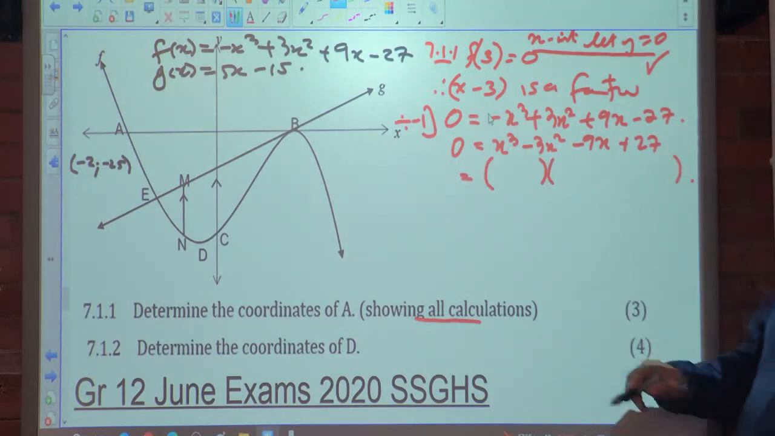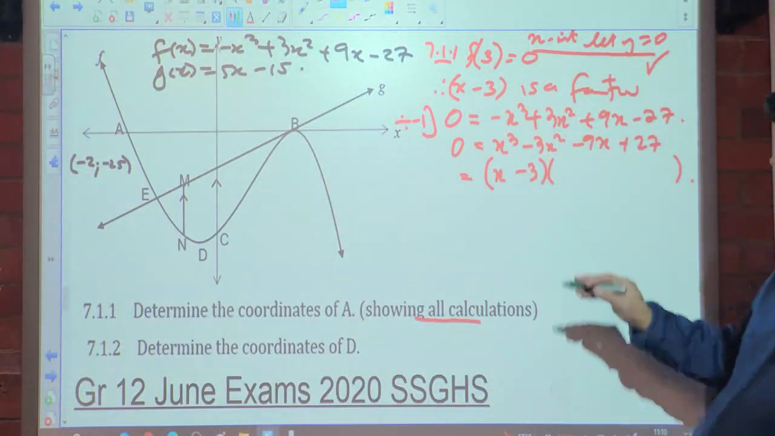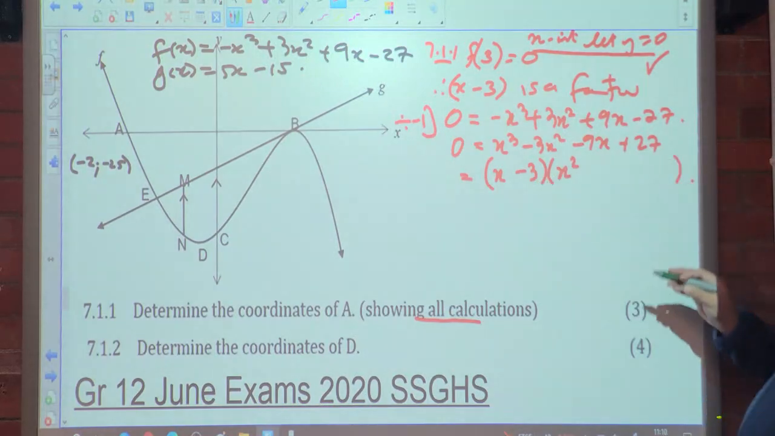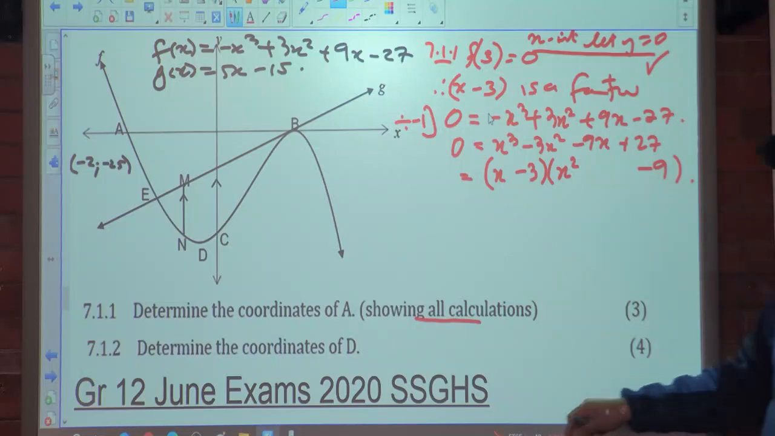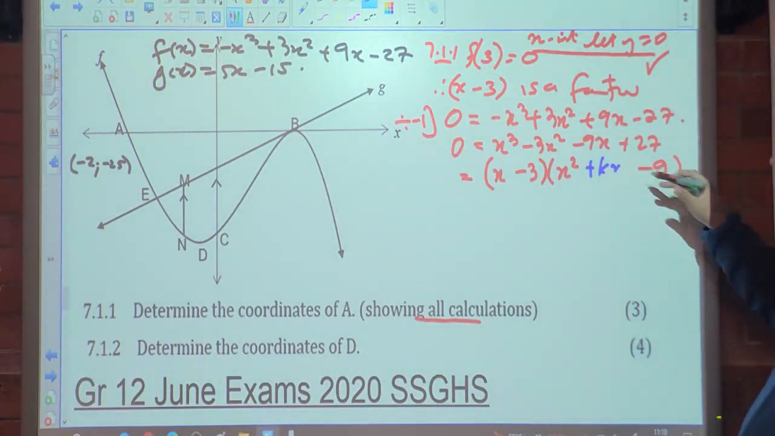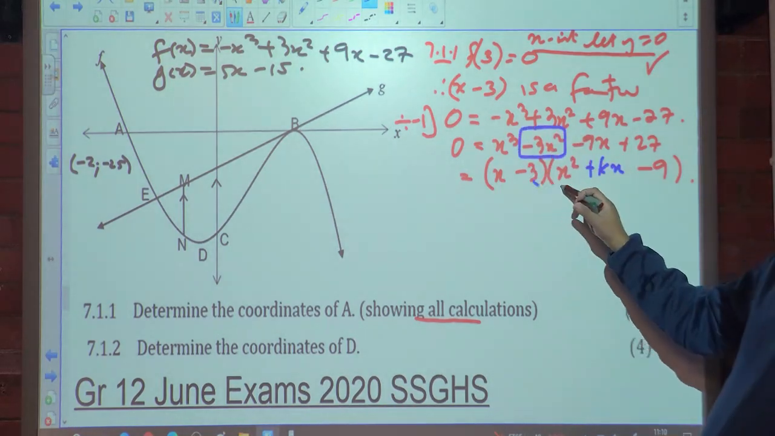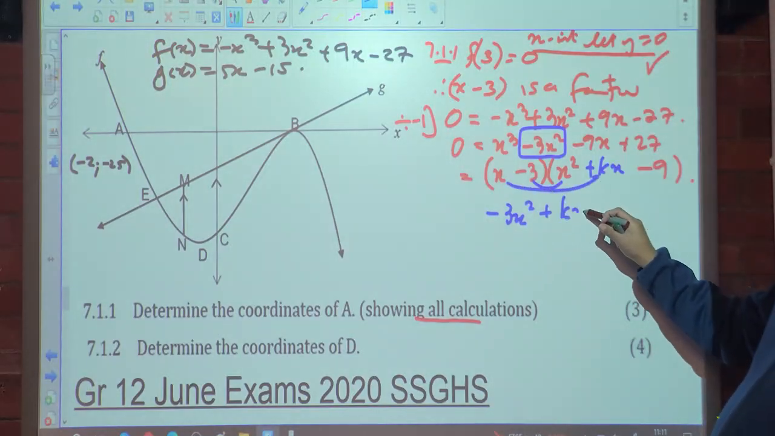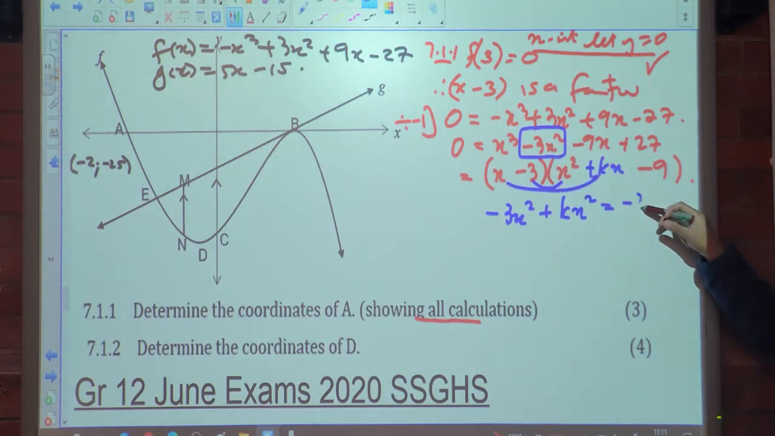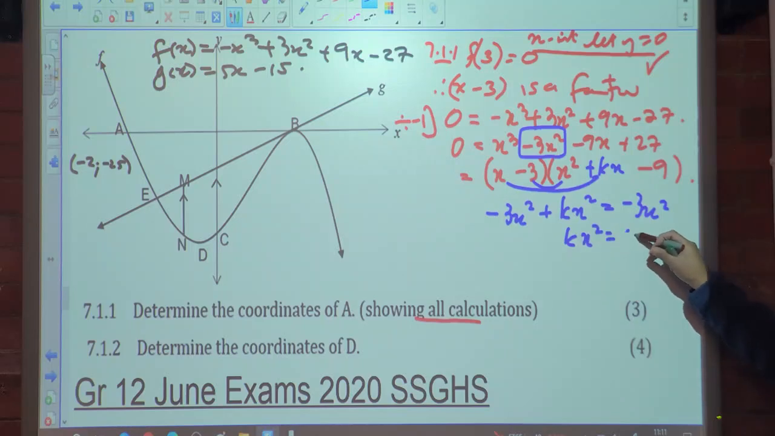So what do we do? We say x minus 3. X multiplied by what is x cubed? X squared. Negative 3 times what is positive 27? Negative 9. So we say, okay, what must be added? Kx. So let's check. We got negative 3x squared. How do we get x squared? Constant by x, so it's negative 3x squared plus x by x, so it's going to be kx squared. That must give you an answer of negative 3x squared. Take that over the equal sign, so kx squared is equal to 0. So k has to be 0.